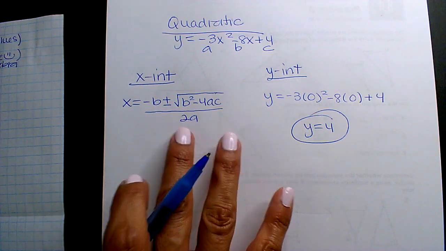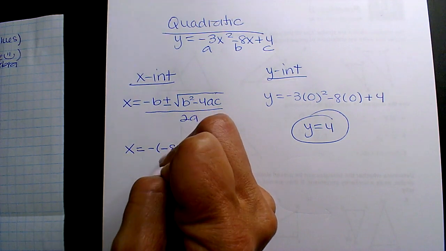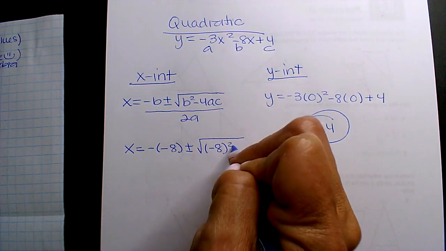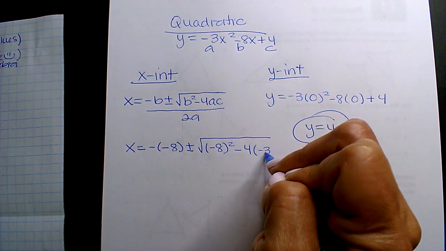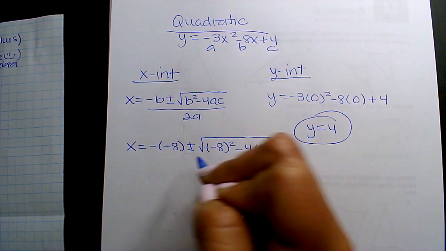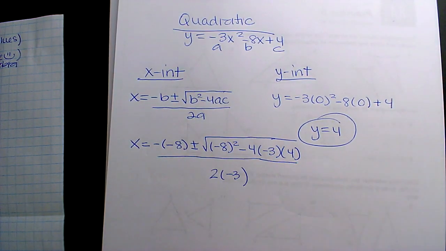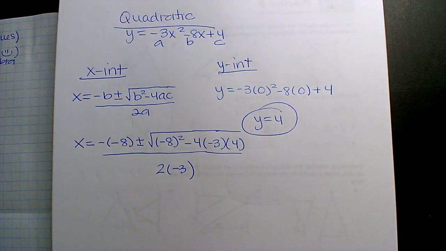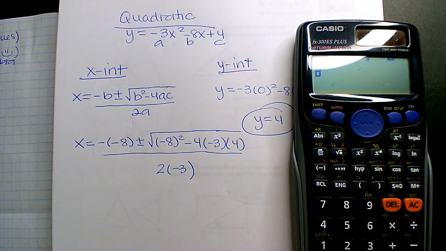Okay, you gotta plug it in. So minus the b value is -8. Here, though, you have to be careful with your parentheses. 4ac all over 2a. And you can solve it by hand, but we should be able to type it into the calculator.